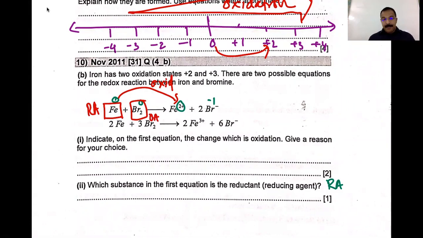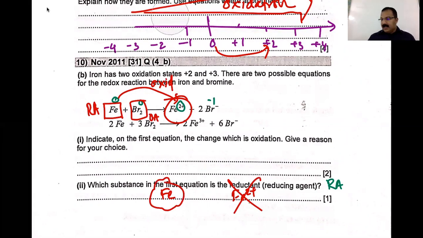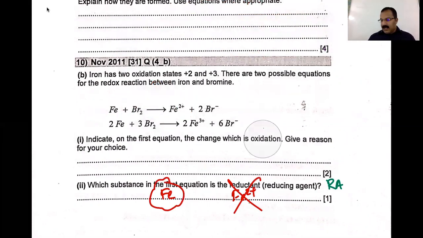All right. Which substance is a reducing agent? They are just asking Fe. Please never identify or write Fe2+, never. That is a product. It's Fe. All right, so why is it a reducing agent?